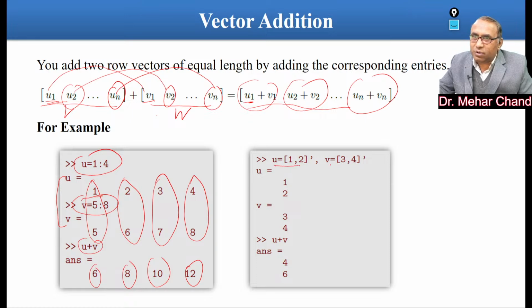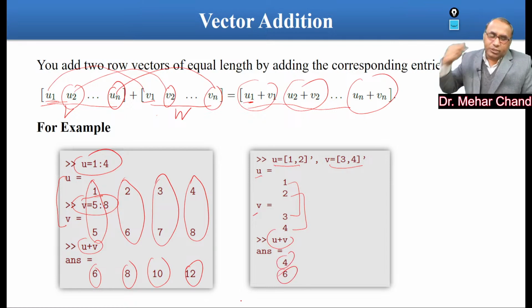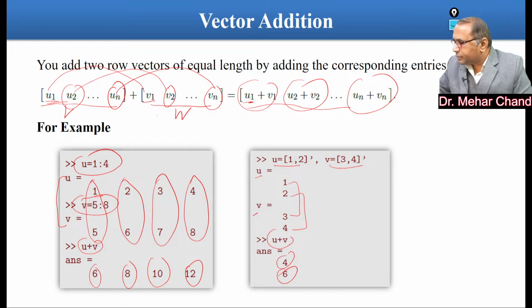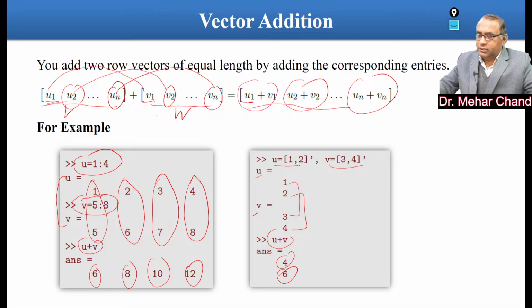Similarly, if we have column vectors, these are two column vectors u and v, and the addition of these two is 1 plus 3 and 2 plus 4, we have 4 and 6. So the addition of these two vectors is quite simple. If you apply these operations in your MATLAB, all these are quite simple.